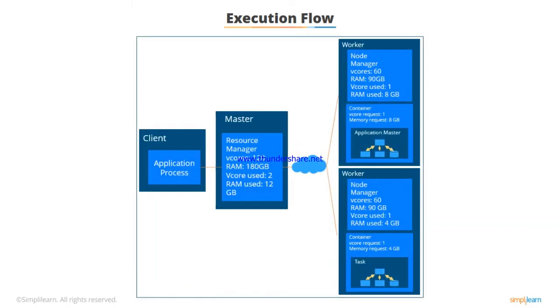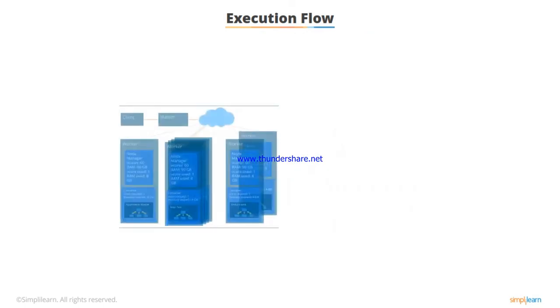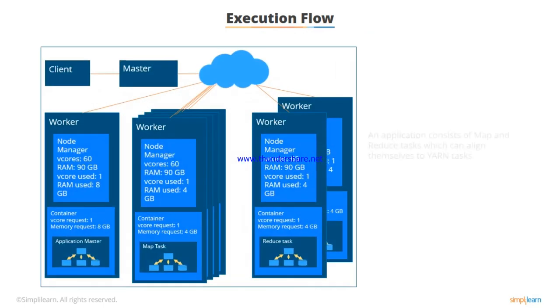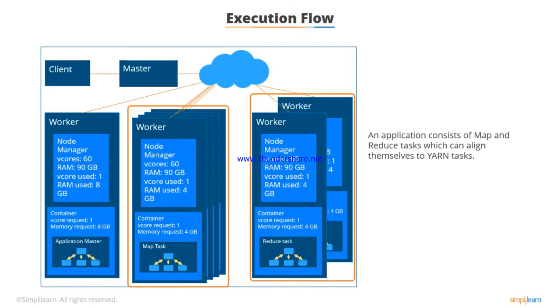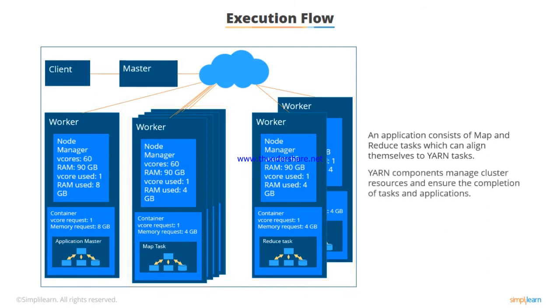Let's take a look at pictorial representations of the execution flow. This image shows application, application master, and tasks running in multiple containers within a cluster. According to the MapReduce framework, an application consists of map and reduce tasks which can align themselves to Yarn tasks. These tasks run in containers on worker nodes in the cluster. Yarn components manage cluster resources and ensure the completion of tasks and applications.